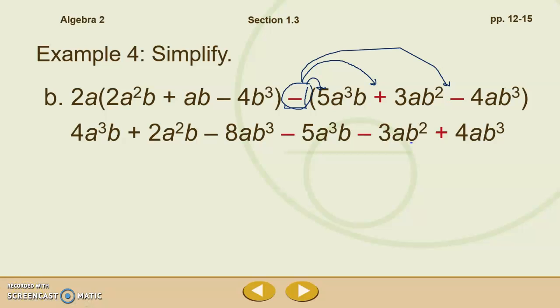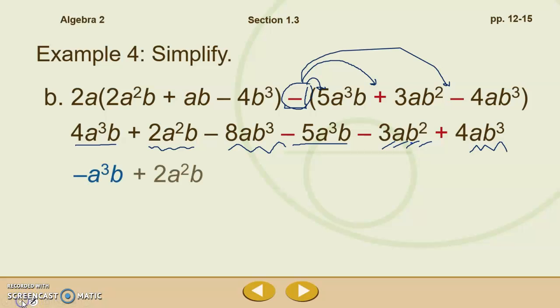Now these are not color-coded, so let's see what we have. I have a to the third b, a to the third b. I have a squared b, and I don't have another a squared b. I have ab cubed and ab cubed, so I can combine those. And then I have ab squared, and I don't have anything else like that one, so that's not going to be able to be combined. Combining what I can, I end up with this simplified expression.